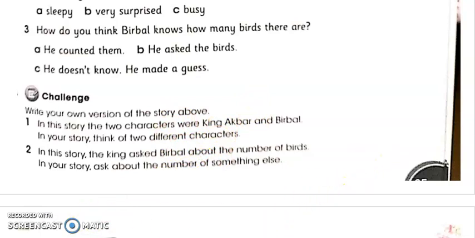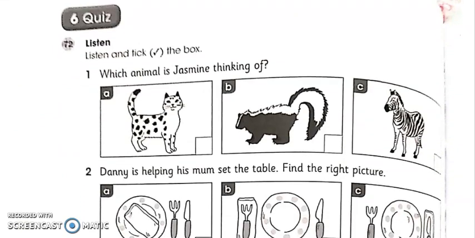Then on the next page is the listening quiz. Listen and tick the box. So now listen to the track and tick the correct box here in your activity book. I will attach the audio track, so if you miss it you can complete it later.